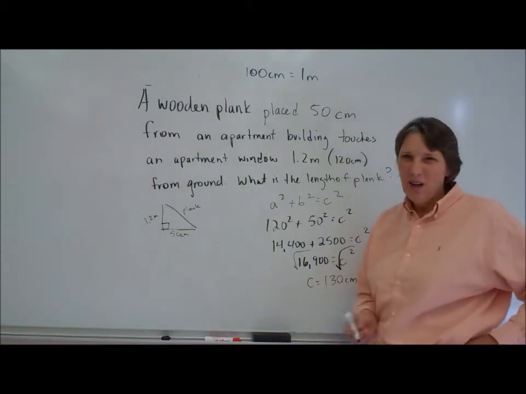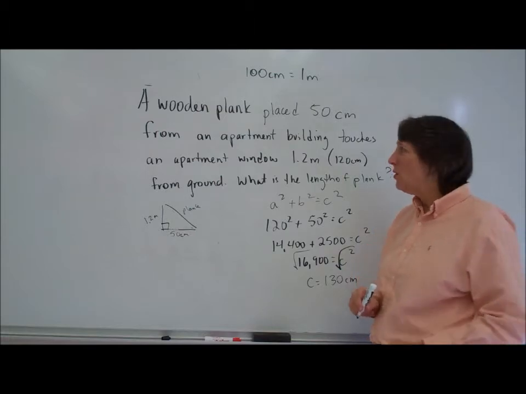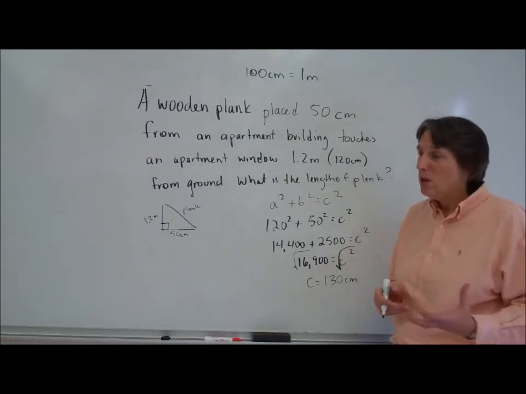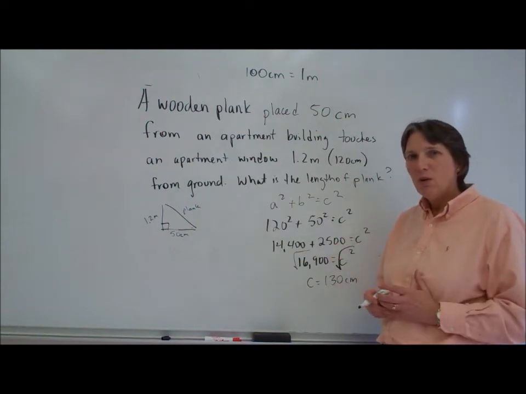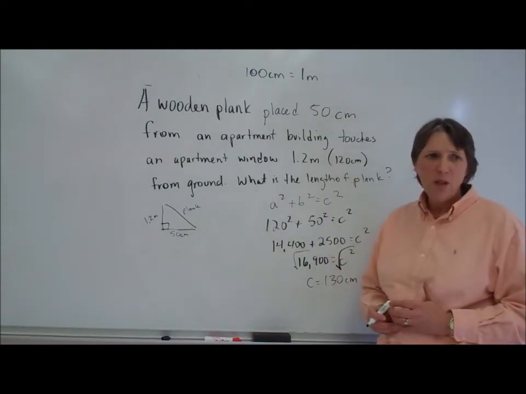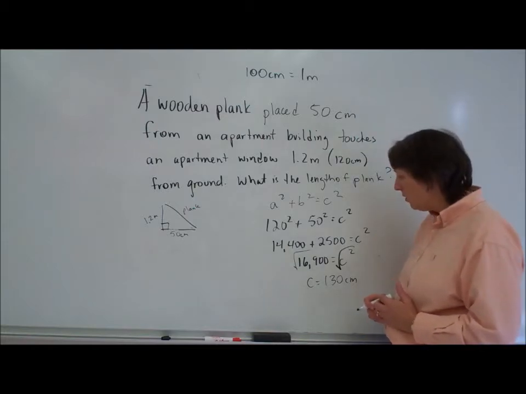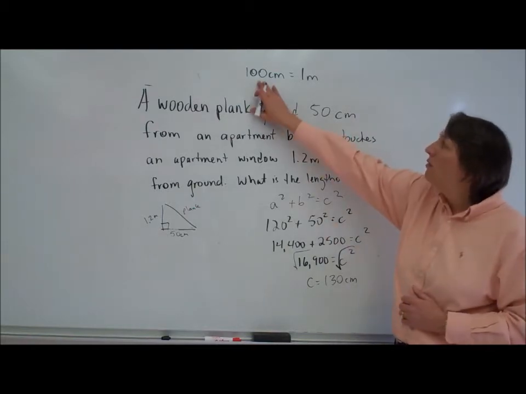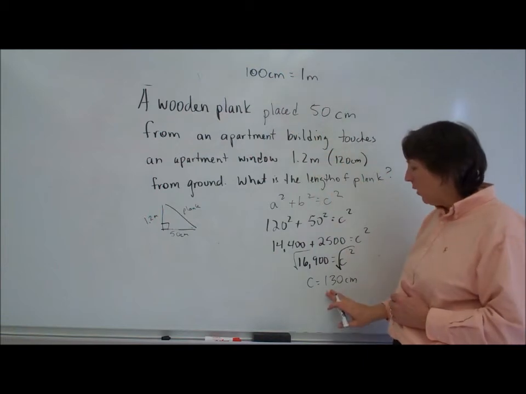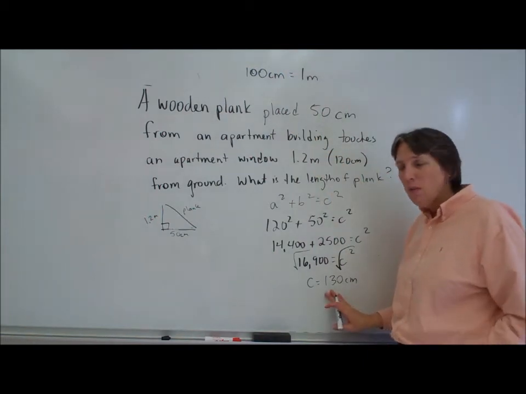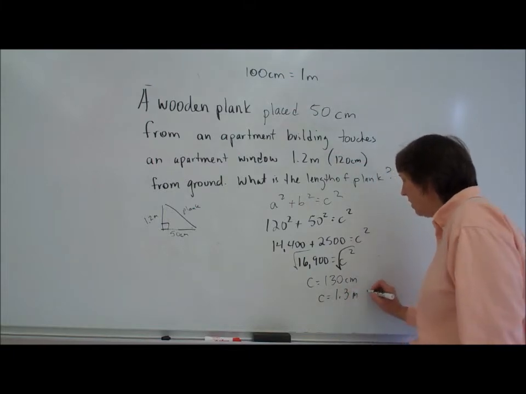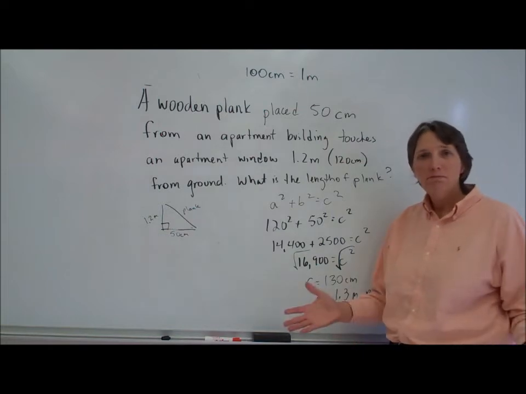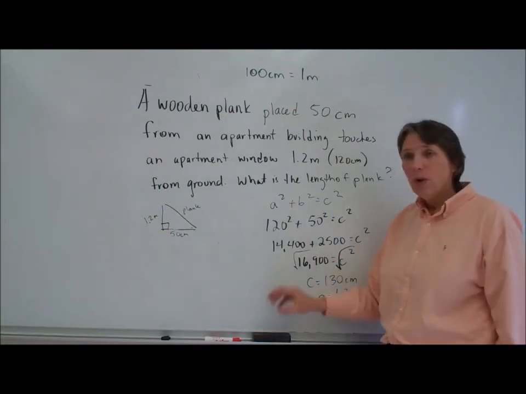Now, we don't talk like that in the real world, right? We don't say the plank is 130 centimeters. I know I said 50 centimeters here, but that was kind of to try to throw you off. So we're going to convert this back to meters. When we convert it back to meters, what are we going to do? We're going to divide by 100. So we have 130 divided by 100, which means that c equals 1.3 meters is the length of the plank. Okay. Review that. Make sure you understand that.